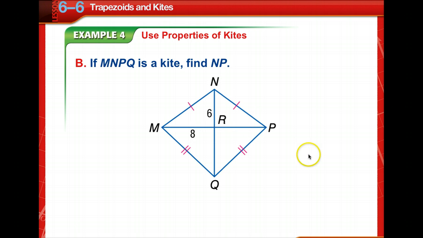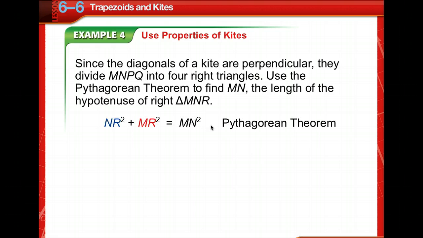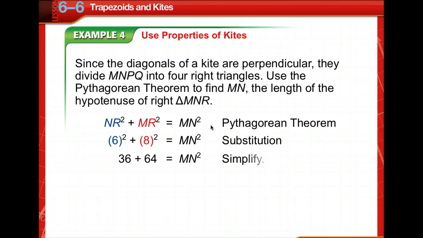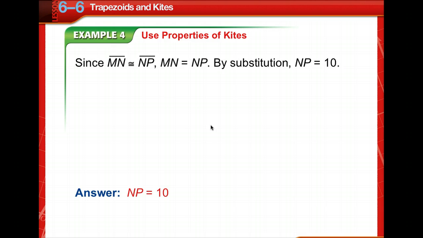If MNPQ is a kite, find NP. Okay, so we know that these diagonals are perpendicular, so we've got some right angles in here. So we can use the Pythagorean theorem. A squared plus b squared is equal to c squared. Take the square root of both sides. So we know the measure of that one side is 10.